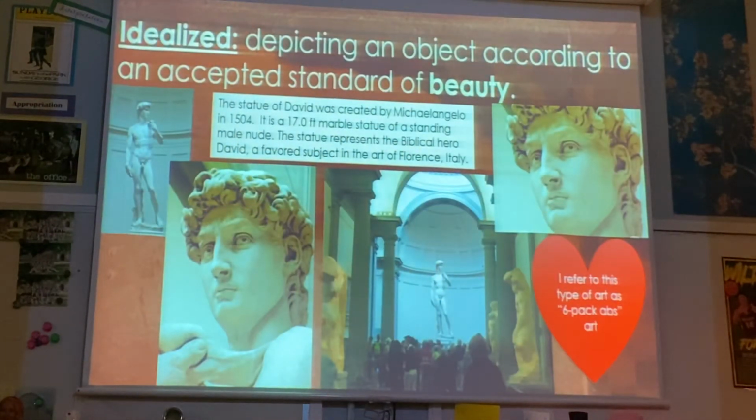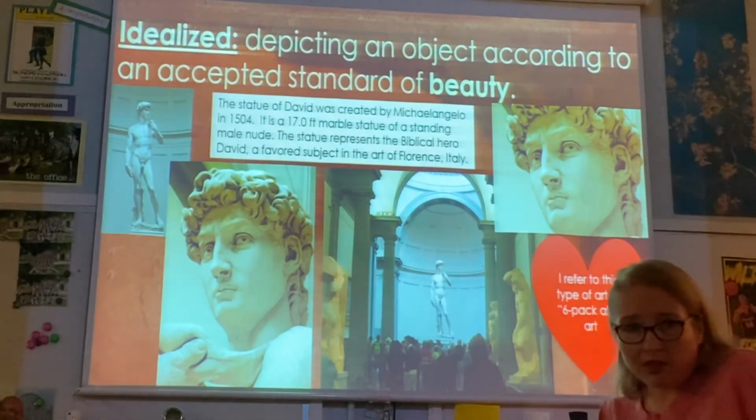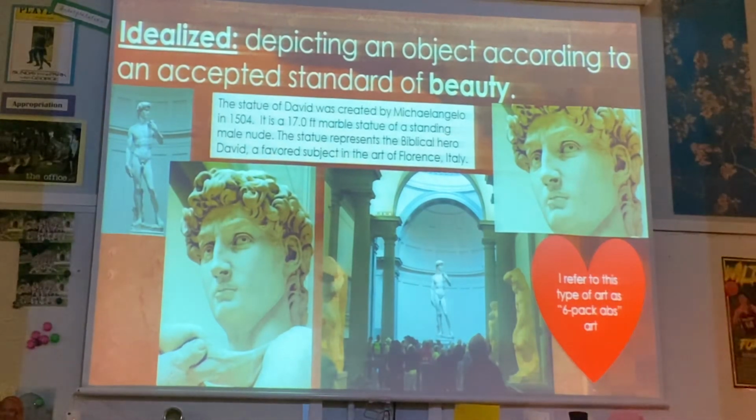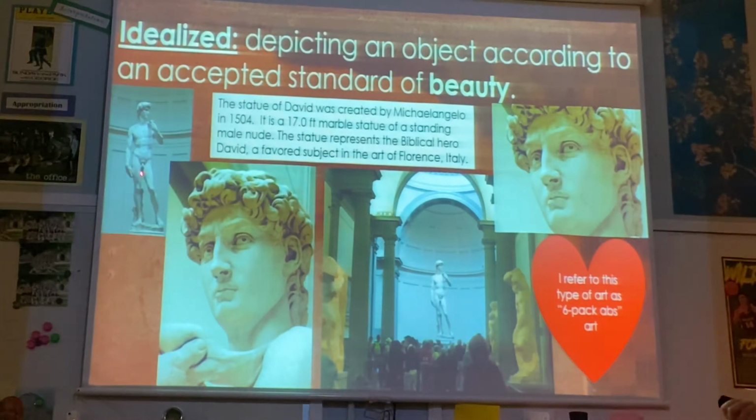Really, really cool. All right, then there's idealized, depicting an object according to an accepted standard of beauty. I call this six-pack ab art. Okay, that's not a real thing. That's my term. But when you see a sculpture or a painting and they're rocking some six-pack abs, you know this is an idealized painting. So they're painting the idealized or sculpting the idealized human figure in their painting.